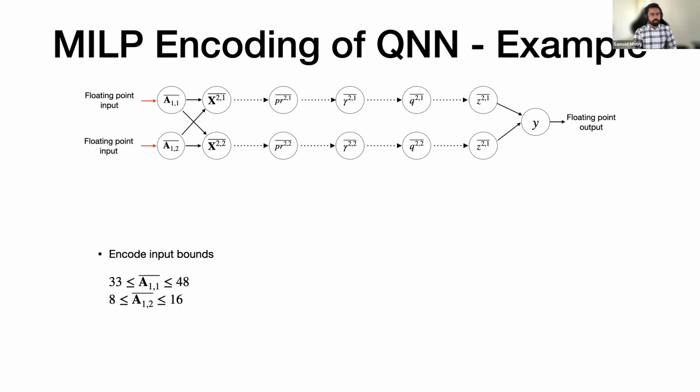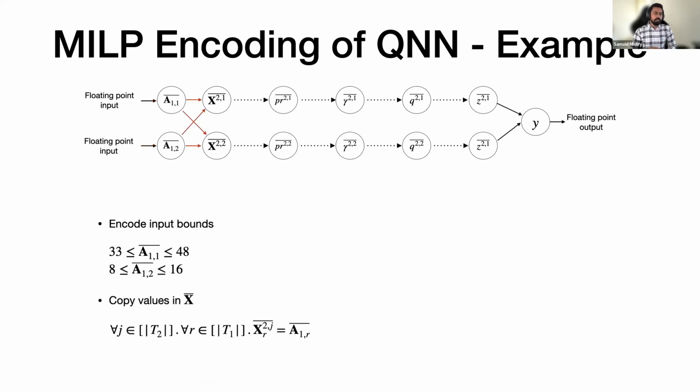When we look at the input values, you would already know the bounds for the input, the highest and lowest value you can get. So you can directly convert the floating point values to fixed point and then constrain the inputs by those values. In this case, the bounds for A11 would be 33 and 48. The bounds for A12 are 8 and 16. Now, if your inputs have different types, then this is the point where you would try to align all those radix points. In this case, all types are the same, all types are Q4.4. So we're just directly going to copy the values over to X.